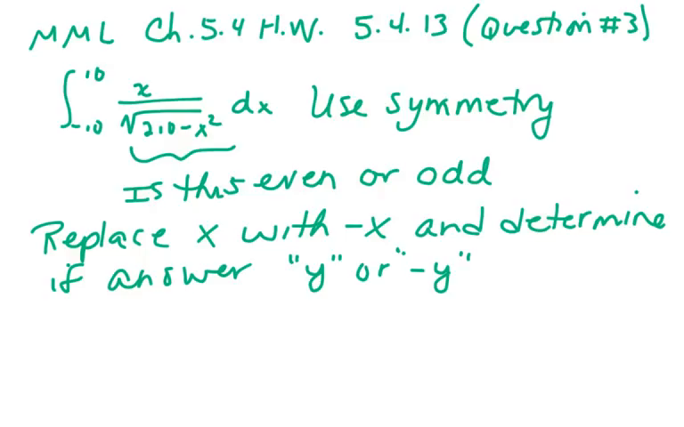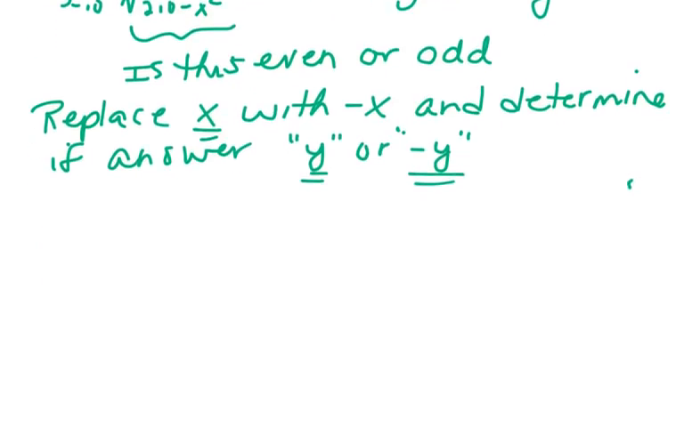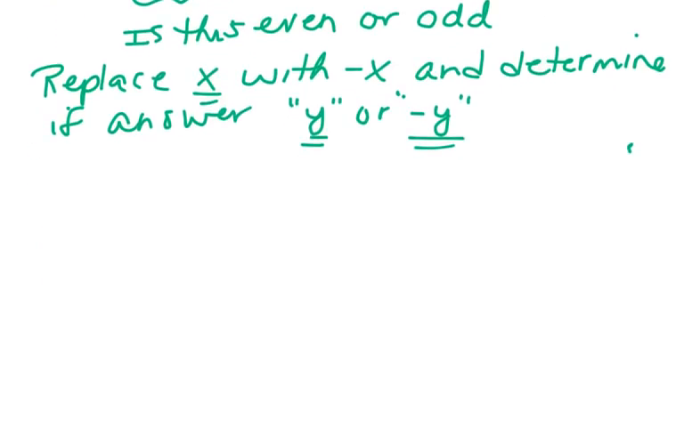So if it comes out to be negative or the opposite of the y that you get when you replace it with x, then you've got an odd function. If it comes out to be the same, then you have an even function. So let's go about replacing it. So let's look at f of negative x.